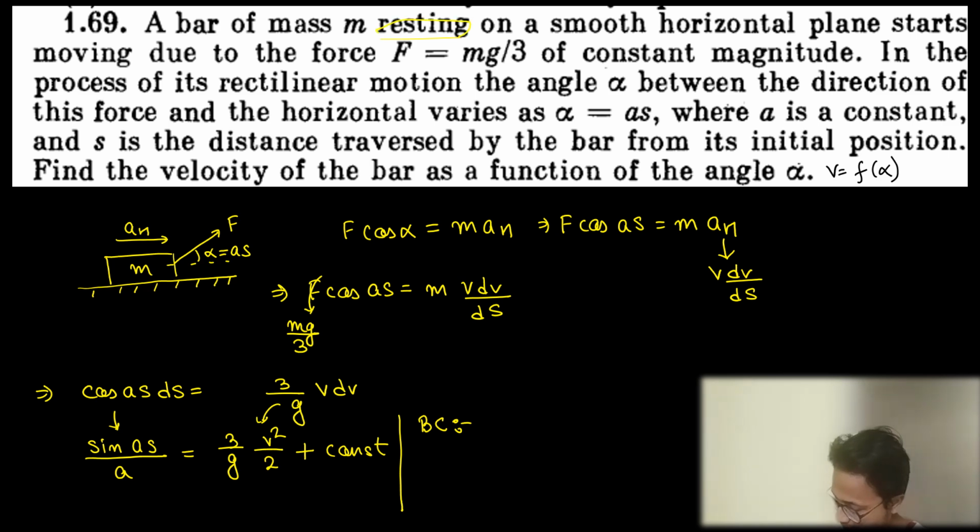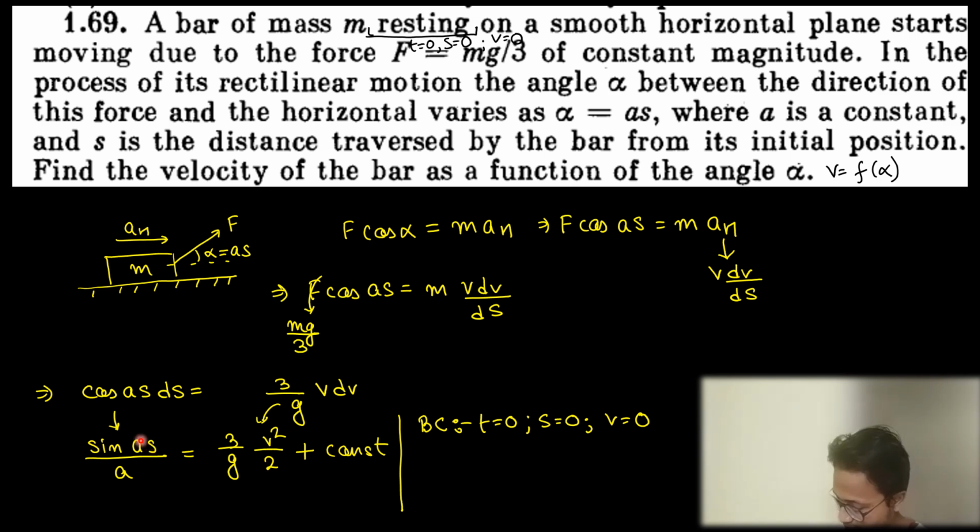Resting means at, what does resting mean? Resting means initial velocity is equal to 0. So at t is equal to 0, s is equal to 0, because at t is equal to 0, the block will move nothing, no? So at t is equal to 0, s is equal to 0, and v is also equal to 0. Why? Because the block was initially at rest. So the boundary condition is t is equal to 0, s is equal to 0, v is equal to 0.